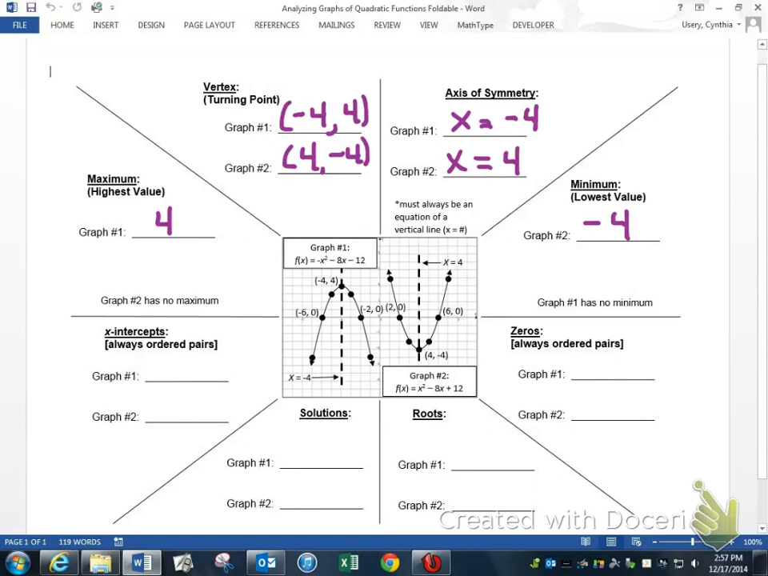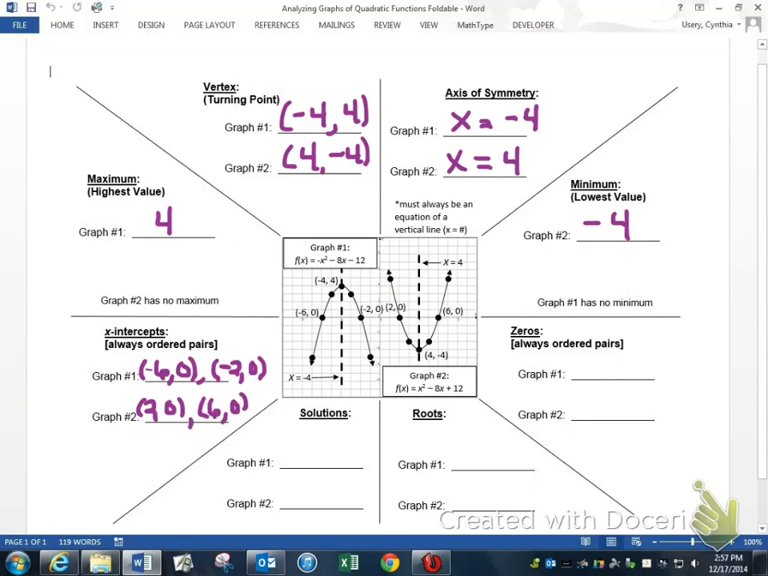So if we look at graph number 1, and we're looking at x-intercepts right now, the x-intercepts are where that graph crosses the x-axis. Well, it crosses the x-axis at negative 6, 0, and at negative 2, 0. Those are the x-intercepts. It's where it crosses the x-axis. On graph number 2, the x-intercepts are 2, 0, and 6, 0.